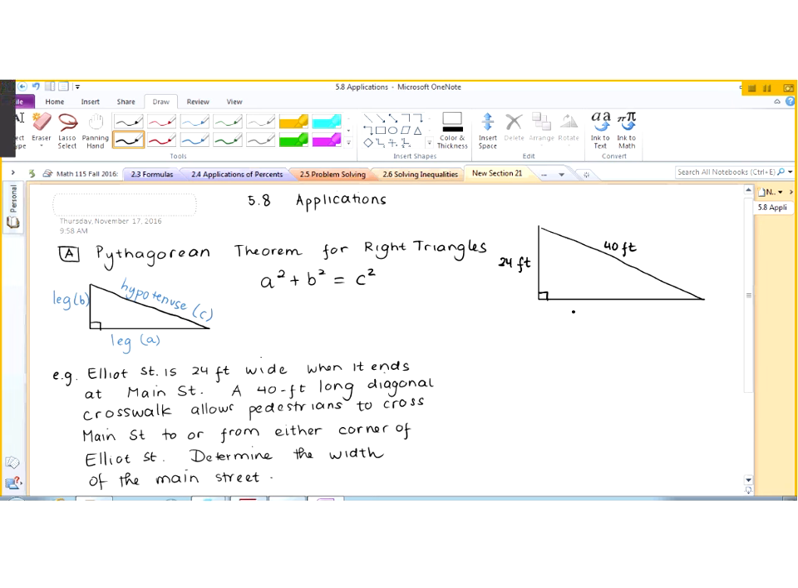So what is being asked? The width of Main Street, which is going to be this direction. What do I call this? X or B, or A, it doesn't matter. Let's call it X. So this is actually step 2, the drawing. And step 1: X is the width of Main Street, because that's the question.